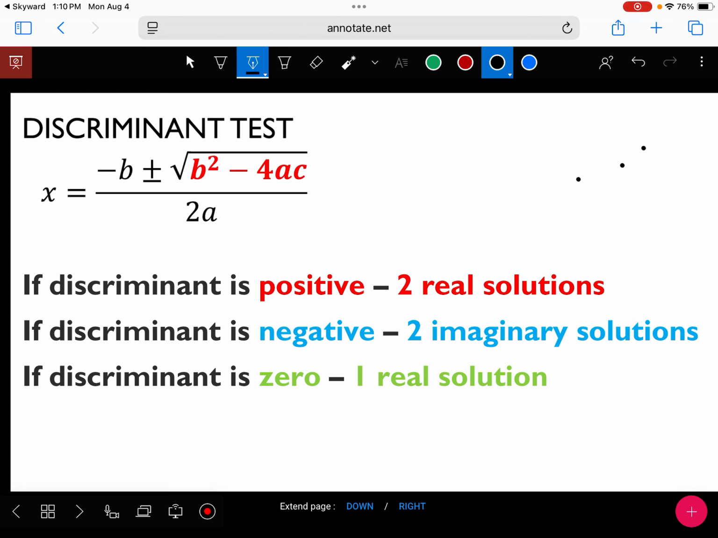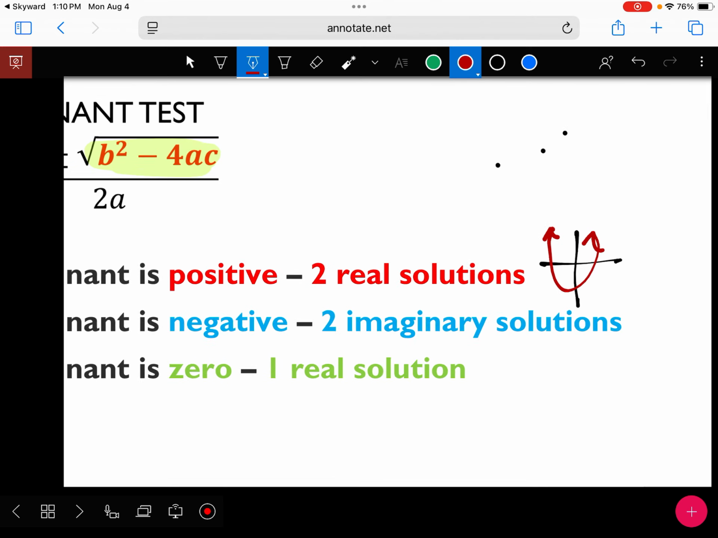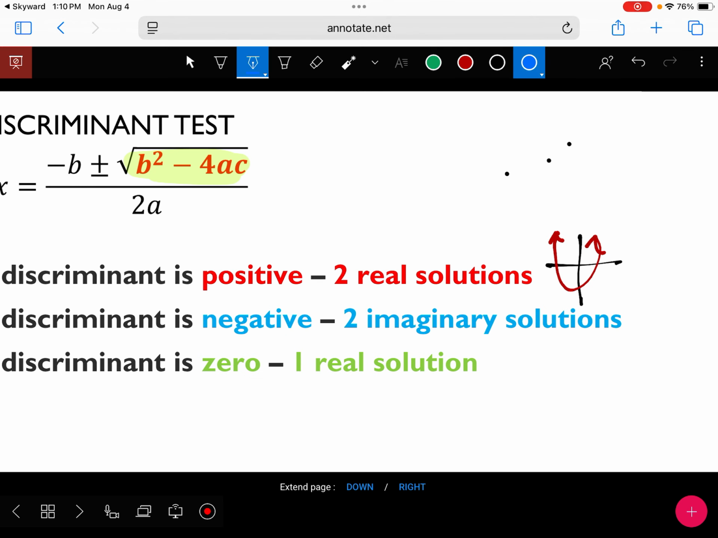So, discriminant tests. What we're going to talk about now is just the beginning part of the quadratic formula, which is this. This will tell you how many solutions we're looking for. If you get a number that is positive, that tells me that I have two solutions. See how I drew a parabola that crossed the x-axis twice?